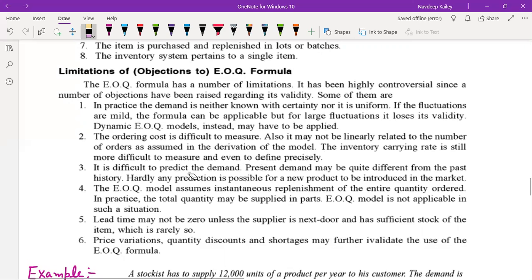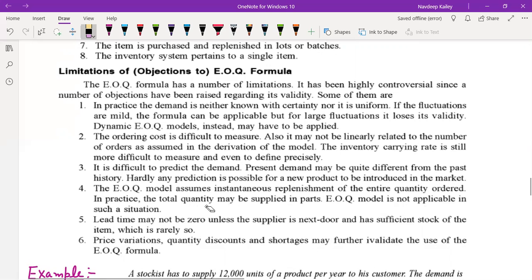It is difficult to predict the demand. Present demand may be quite different from the past history. Hardly any prediction is possible for a new product to be introduced in the market. The economic order quantity model assumes instantaneous replenishment of the entire quantity ordered. In practice, the total quantity may be supplied in parts. Economic order quantity model is not applicable in such a situation.